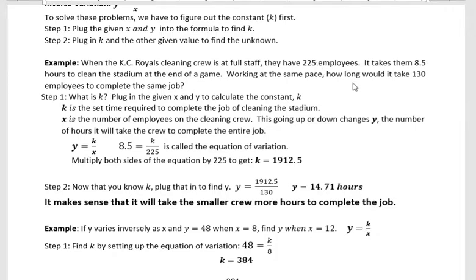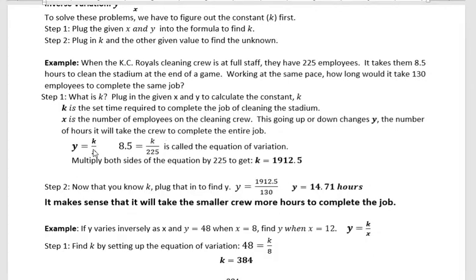So the constant is there's one huge amount of time that it takes, but depending on how many people are pitching in to work on that, that changes things, right? So what is K? Well, K is the set time required to complete the job of cleaning the stadium. And that's what we want to find first, is what is that K? In this case, X, or the independent variable, is the number of employees on the cleaning crew, because that goes up and down. And when that goes up and down, that changes Y, the number of hours it takes the crew to complete the job, right?